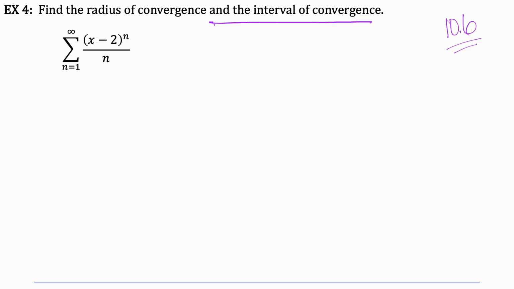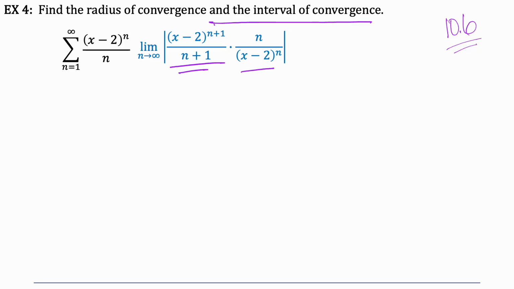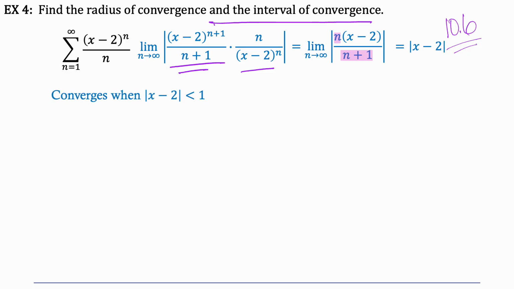First, we are going to employ the ratio test. We'll take the absolute value of the n plus 1 term divided by the n term, and we'll clean it up a bit and cancel some stuff out, and then take the limit as n approaches infinity, and we end up with the absolute value of x minus 2. So our power series will converge when the absolute value of x minus 2 is less than 1. So we'll solve that inequality and get an interval of x that works between 1 and 3.